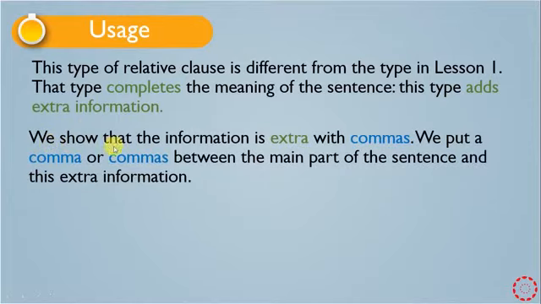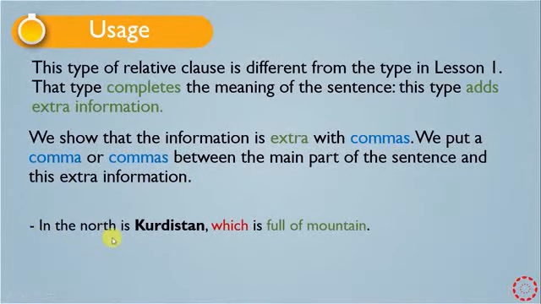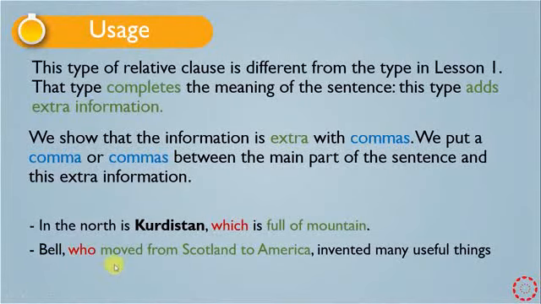And we show that the information is extra with commas. We put a comma or commas between the main parts of the sentence and this extra information. Look at this example. In the north is Kurdistan, which is full of mountain. Full of mountain is extra information we add to the first sentence. Bell, who moved from Scotland to America, invented many useful things. Here, moved from Scotland to America is extra information.